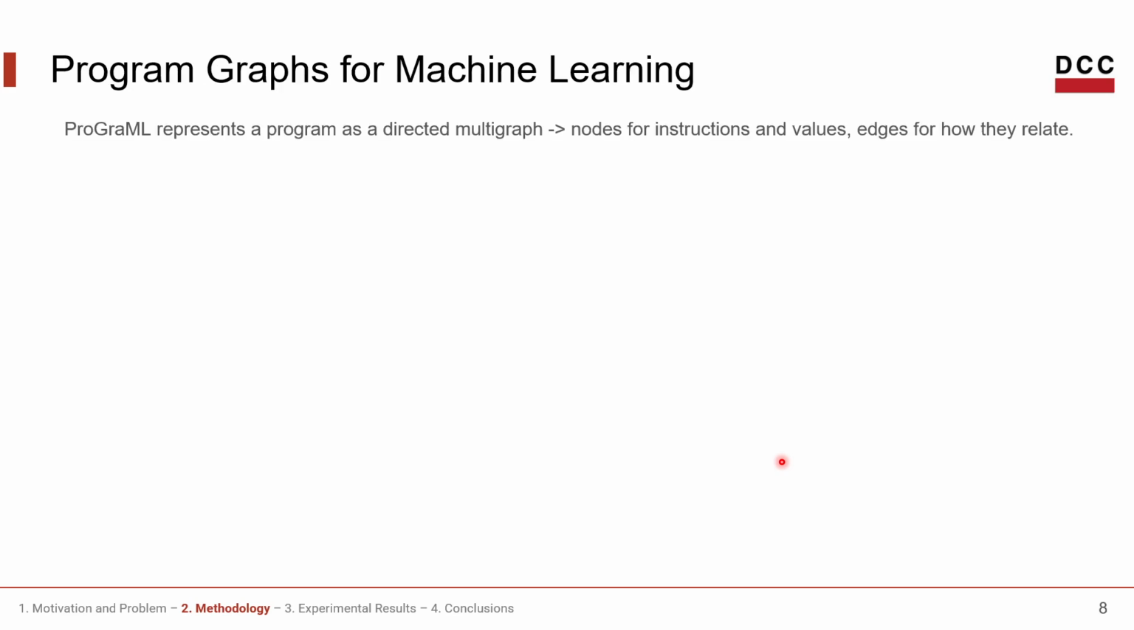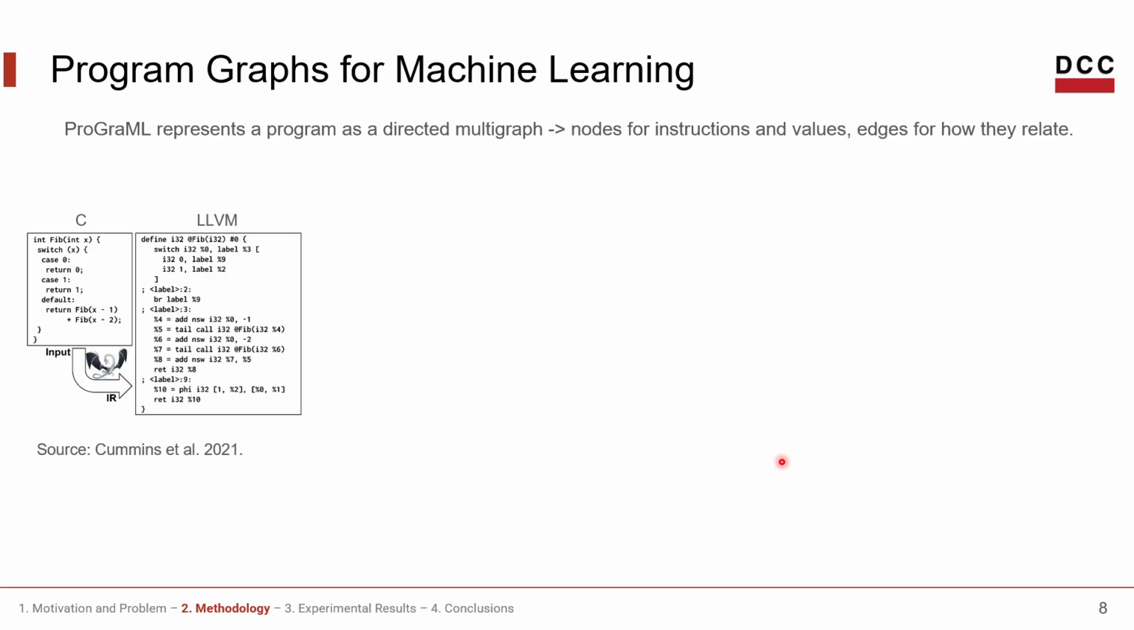So now going over ProGraML itself, ProGraML stands for Program Graphs for Machine Learning. And it is basically a way of representing programs using graphs. And ProGraML was specifically designed to be fed to machine learning models so we can learn from the programs. The idea is that ProGraML represents the program as a directed multigraph, where the instructions and values in the program become nodes which are connected by different types of edges.